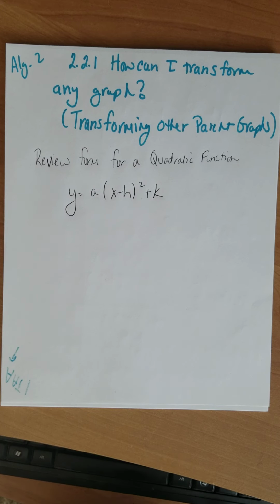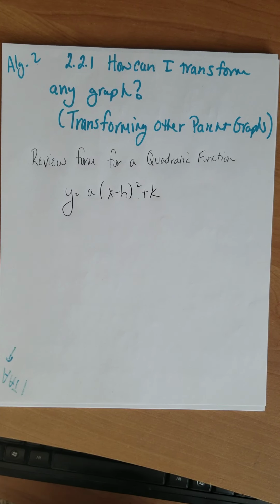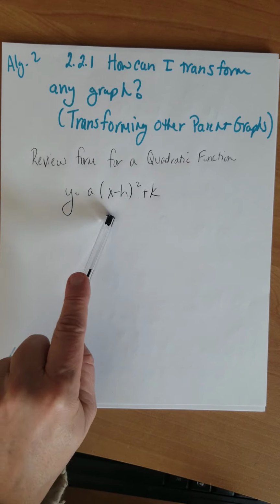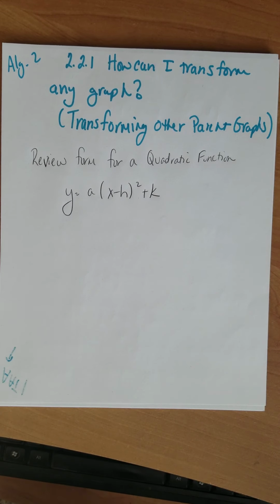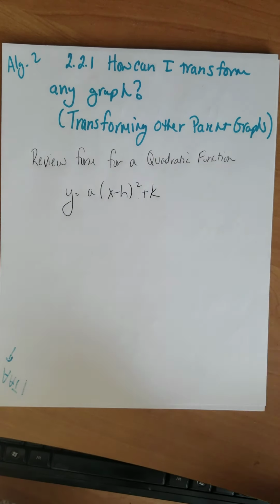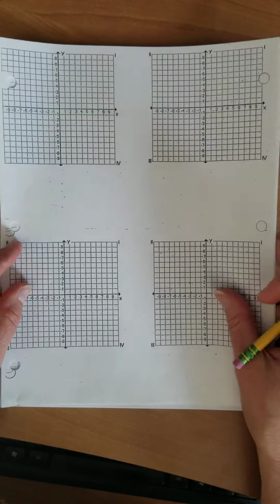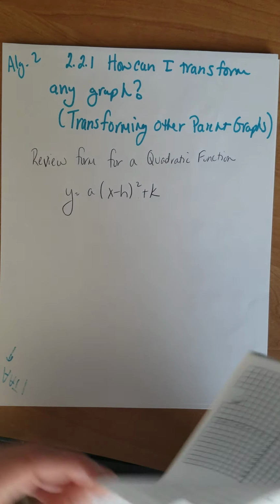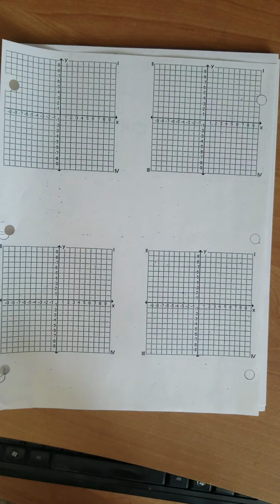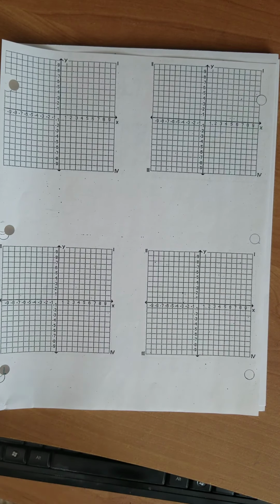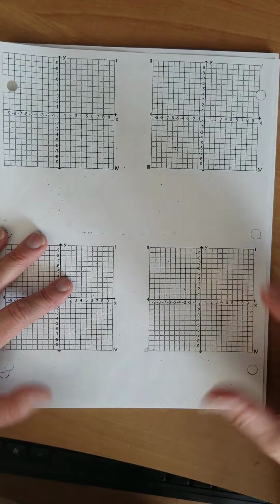What we're going to do is take other parent graphs and transform those as well. But we need to know what those shapes are first. Those have a very direct relationship with the graphing form. So I'm going to go through the CPM lessons and graph the parent graphs. Hopefully you do have some graph paper. So here we go.